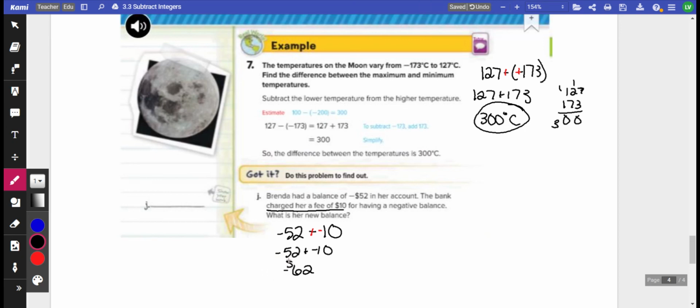Well, let's put that dollar sign right here. So negative $62.